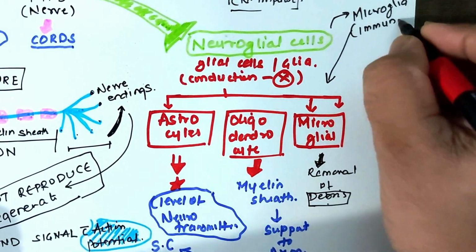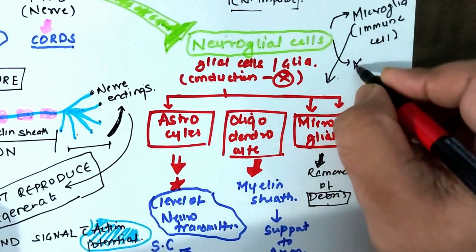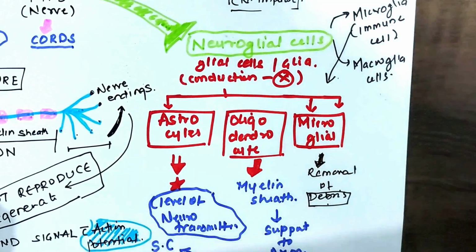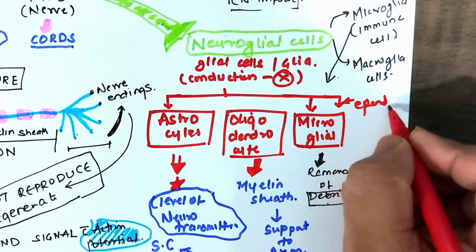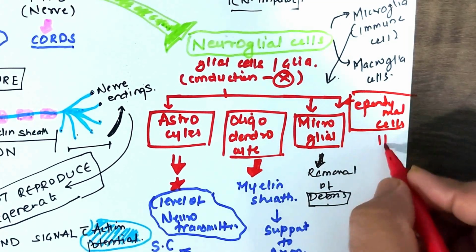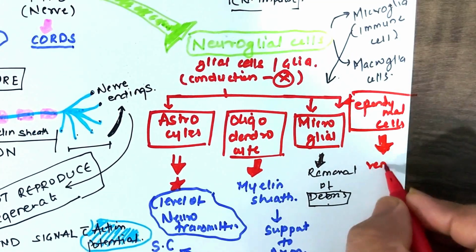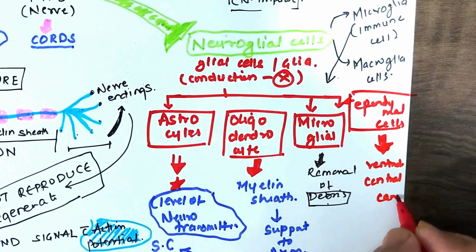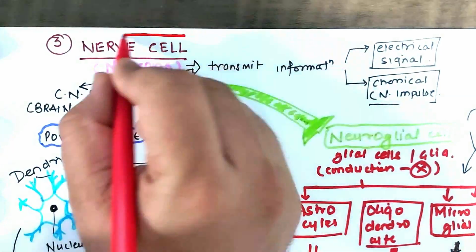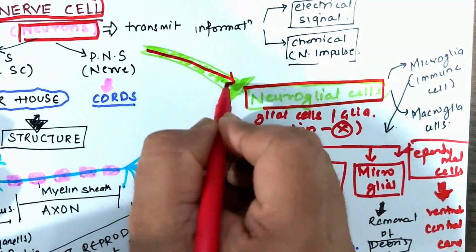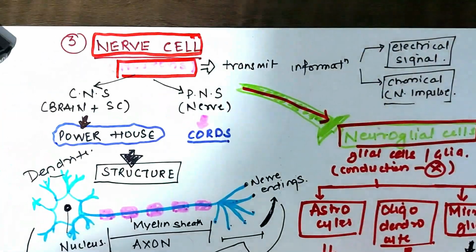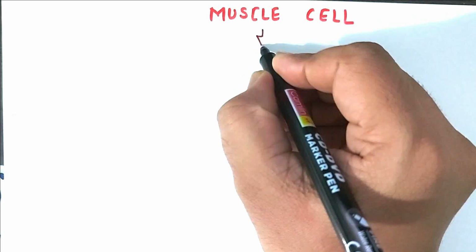So there are two types, microglial cells and macroglial cells. Astrocytes, oligodendrocytes, and the ependymal cells are the macroglial cells. Ependymal cells give support to the ventricles and the central canal of the spinal cord. So in all, this is the information about the nerve cells and the neuroglial cells in the CNS and PNS.